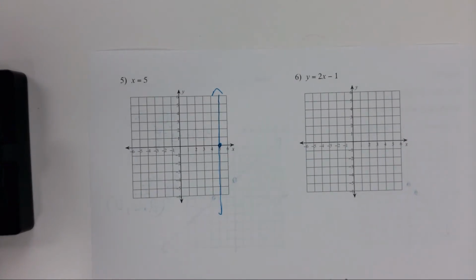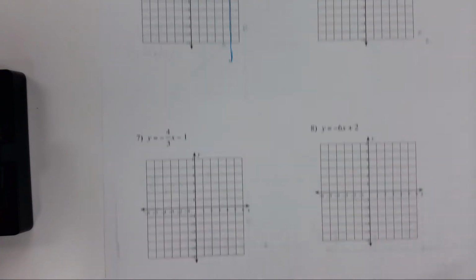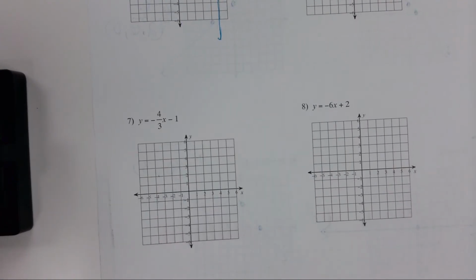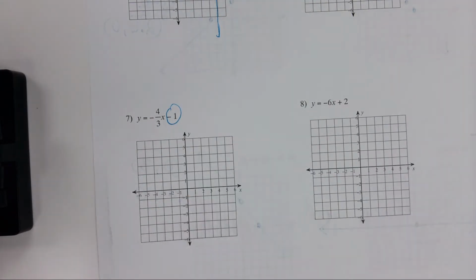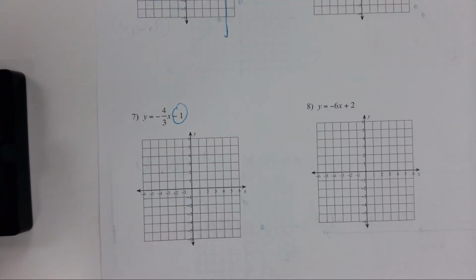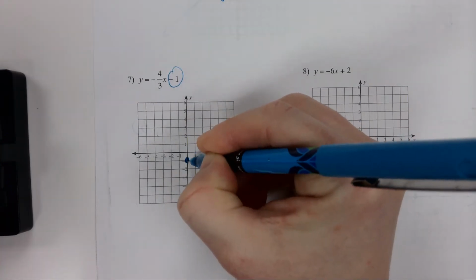Okay, now I find that these last 3 are easier. These are y equals mx plus b. What's that called? Slope-intercept form. Let's do 7 because it's the harder one. So this is your y-intercept. Be careful you don't mix those up. Go ahead and put that on the y-axis. Don't put it on the x-axis, put it on the y-axis.